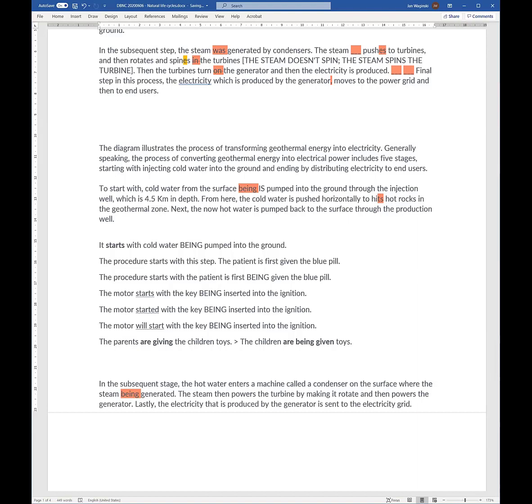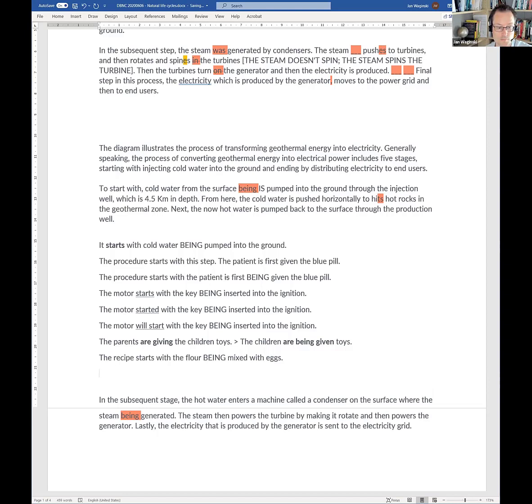The recipe starts with the flour being mixed with the eggs. Good. Okay, so this one, I've mixed things up a little bit. I don't know if anyone can figure this out.